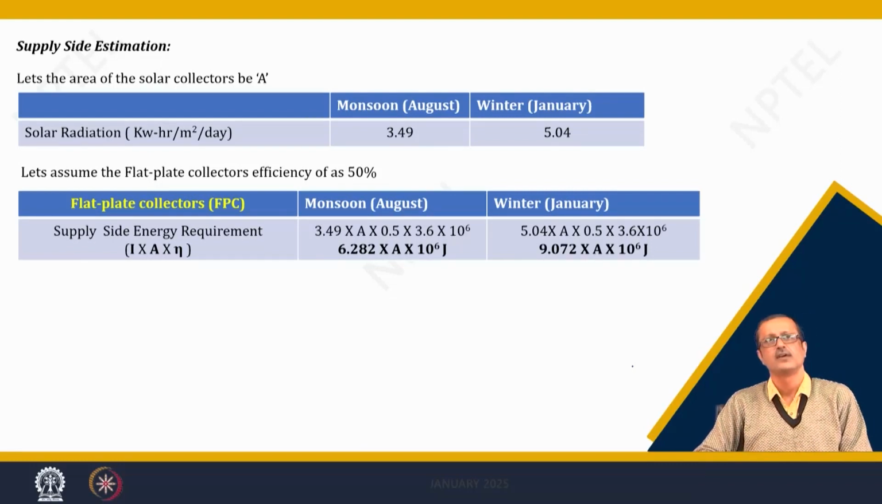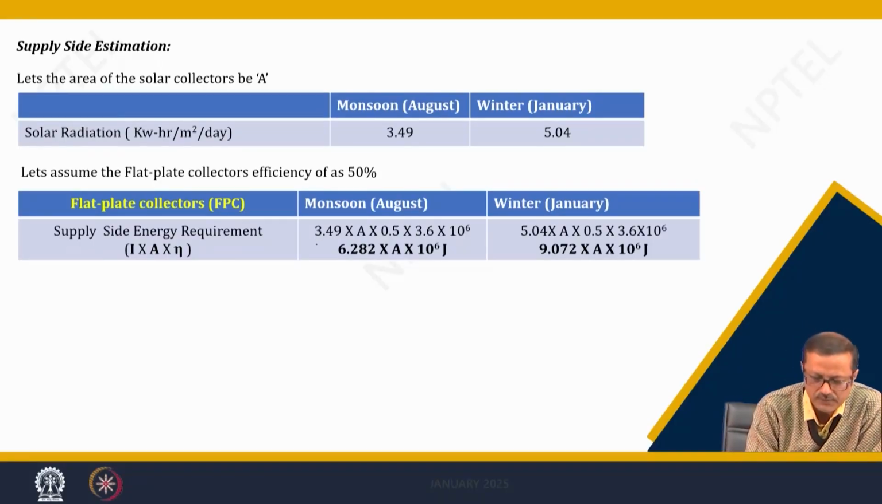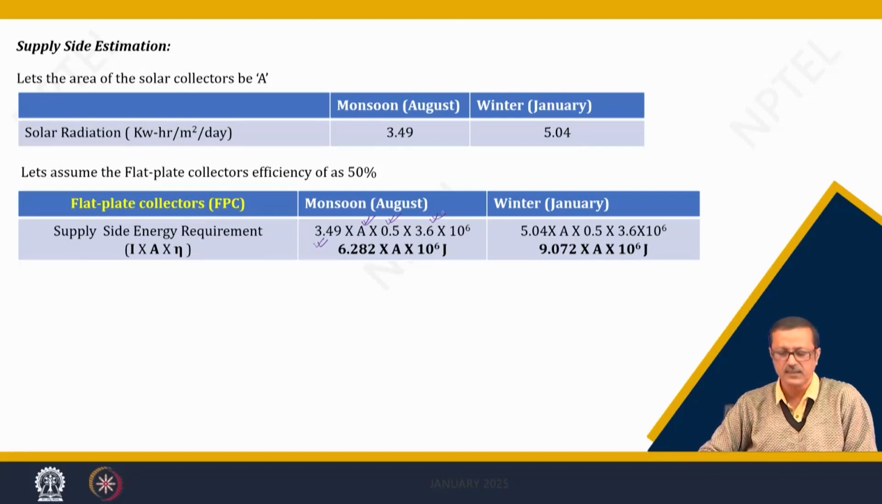I am assuming a flat plate collector (FPC) efficiency of 50%. So my supply side equation is I into A into this efficiency eta, where A is unknown to me. That is my design: how much area I require for these collectors, I have to find out. So in monsoon I have multiplied 3.49 into the area, which is unknown to me, 0.5 is the efficiency, and 3.6 into 10 to the power 6 is the conversion factor.